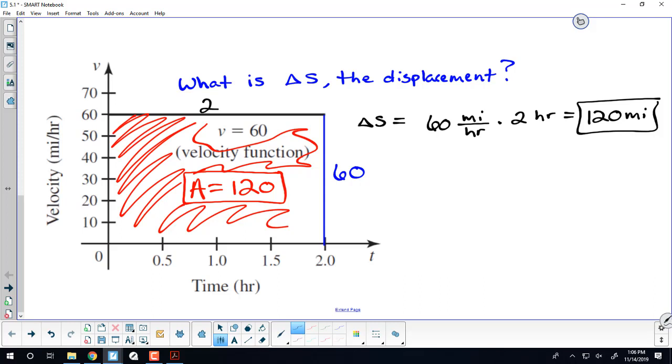So displacement is the area under the velocity function.